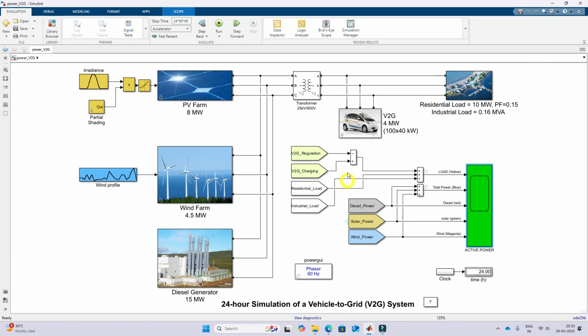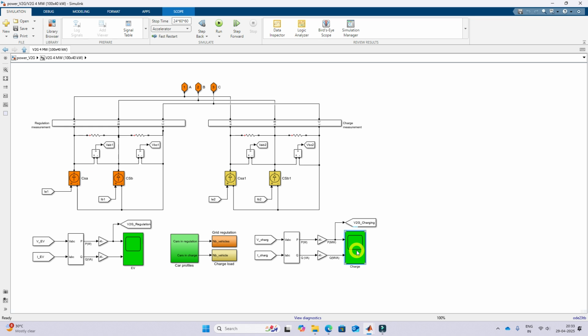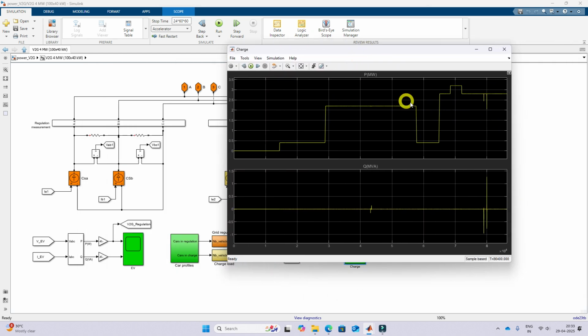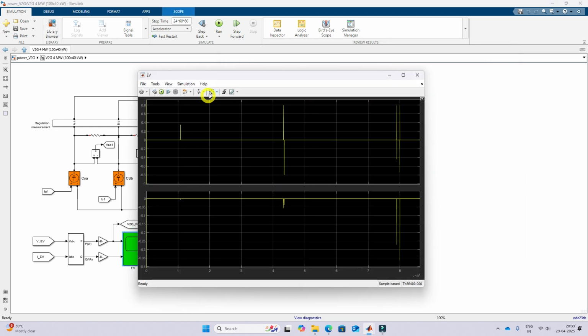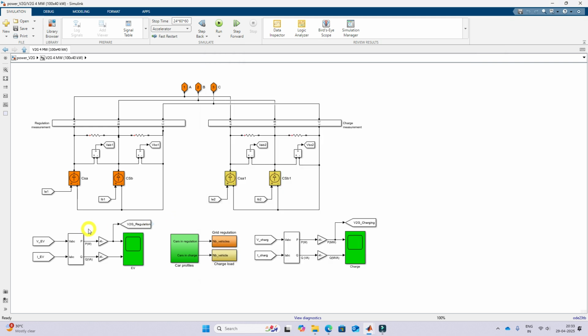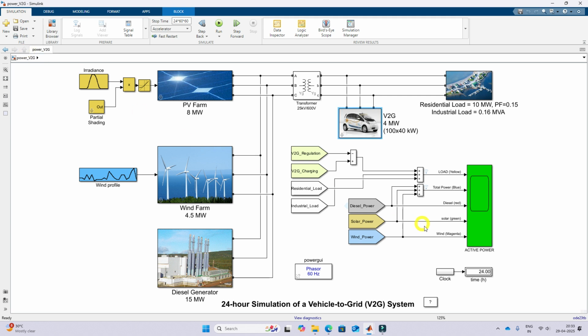And also if you want to see the vehicle to grid operation results, here you can see the charging power of the vehicle. And then this is reactive power requirements. So here you can see the regulation, that means power regulation and current regulation. That means this is real and reactive power with the V2G regulation. So here we have two things, one is charging and this one is discharging. So this is a discharging profile, this is a charging profile. So this is a simulation result of the system with the 24 hours vehicle to grid system concept.